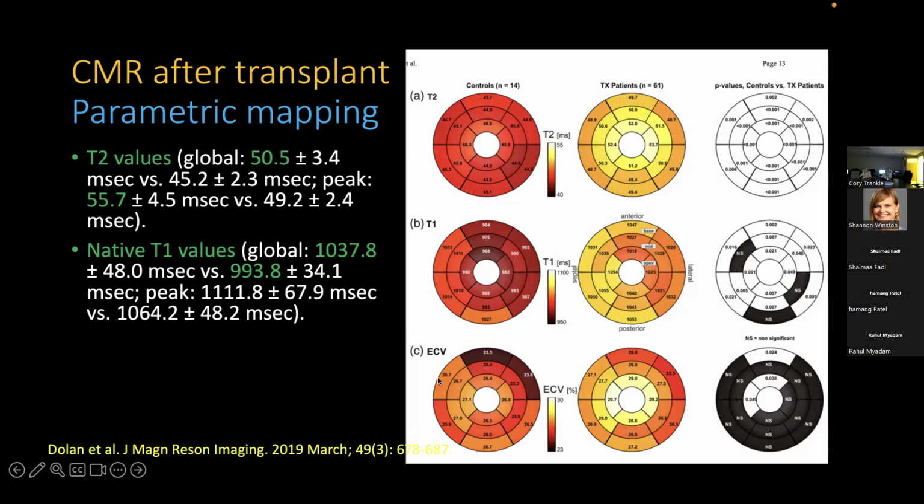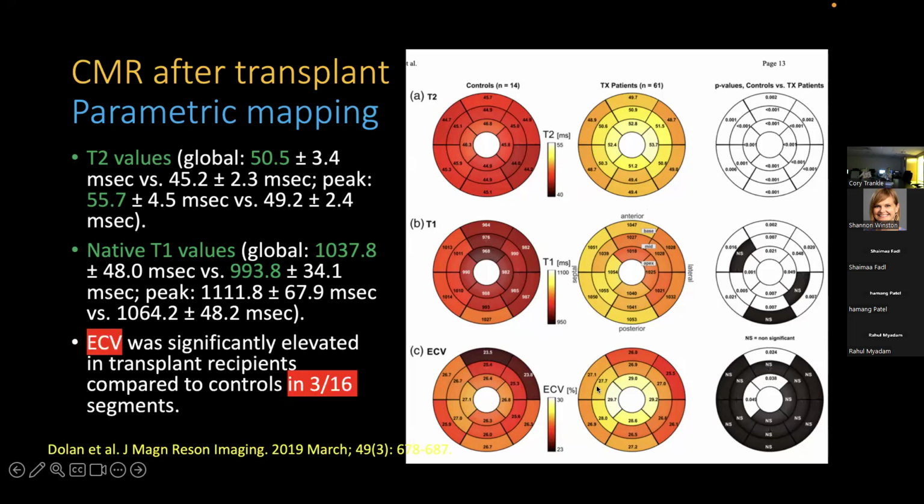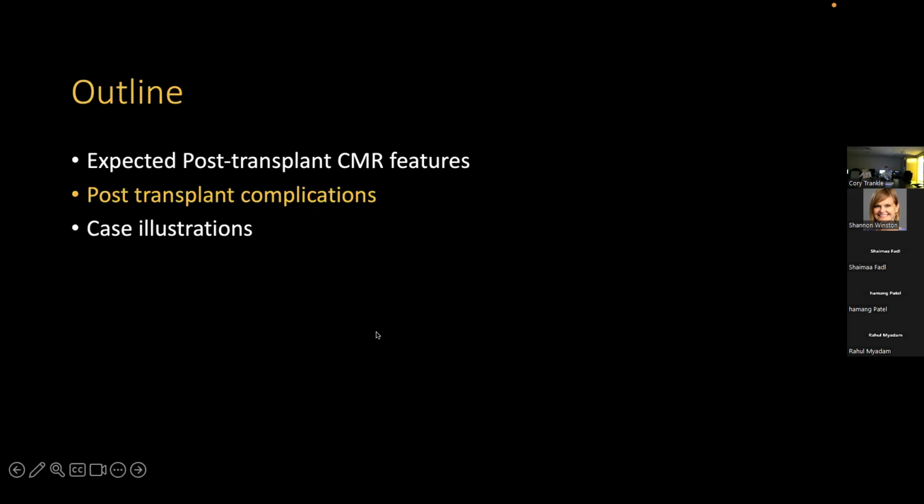And regarding the ECV, it was not that elevated, except in just three segments, mostly the basal segments: one of the basal segments and two of the apical segments. So the ECV is the one that was not that elevated in all the segments, like the T1 and T2 values.